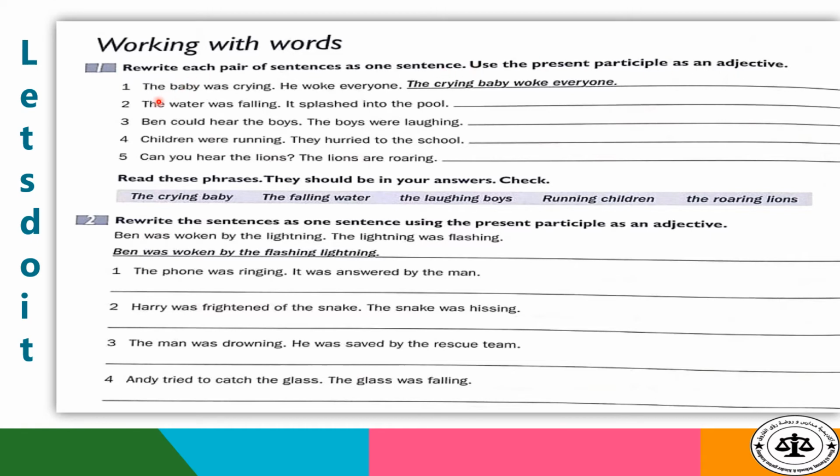that if we want to change these two sentences into one sentence, we follow these rules. The first one is to put the present participle before the noun and delete the helping verb. Then we delete the second subject. Number 1, the baby was crying. He woke everyone. The crying baby woke everyone.